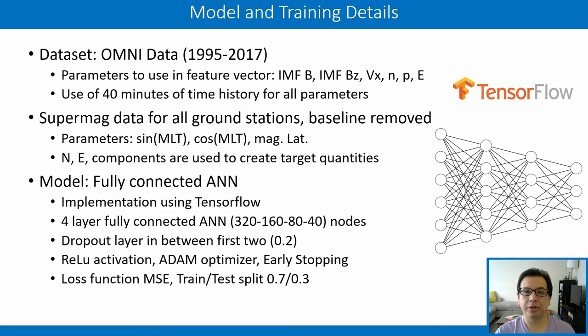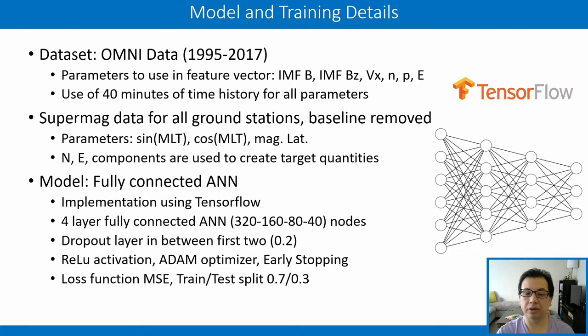For the ground magnetic perturbations, we have used baseline removed SuperMAG data. MLT and latitude have been used as training features, and from the N and E components, we have created our target parameters. We implemented a feed-forward neural network using the Keras TensorFlow framework in Python. The network itself is a fully connected four-layer ANN with 320 nodes in the first hidden layer and half the nodes in each subsequent layer.